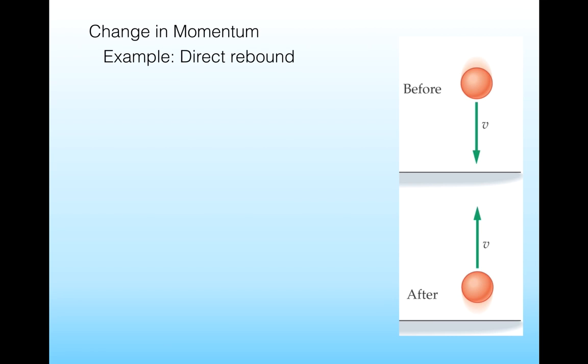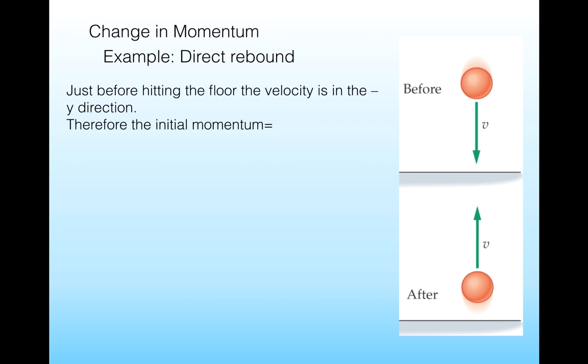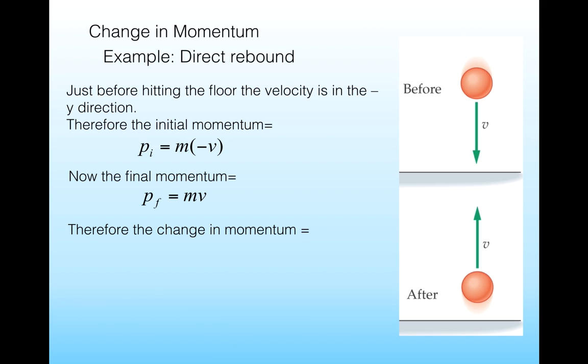So let's say we have something like a red rubber ball. It drops, again, same as the teddy bear, with a velocity in the minus y direction, and therefore it has an initial momentum of minus mv, because it's moving in the negative y direction. But then after it bounces, it has a final momentum, which is now equal to mv, because it's moving in the positive direction. The velocity is positive, and so therefore the final momentum is mv. Therefore, let's think about the change. We get delta p equals pf minus pi, and that gives us 2mv.